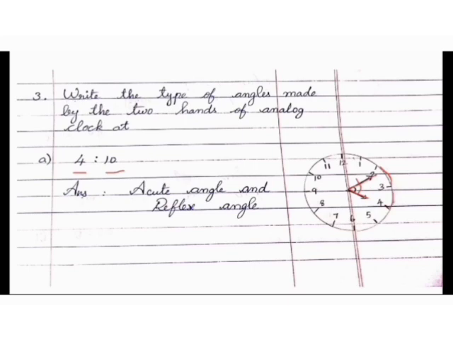Consider this 30 degree. 30 degree plus 30 degree is 60 degree. Is less than 90 degree. So it is an acute angle and reflex angle. And then next sum.